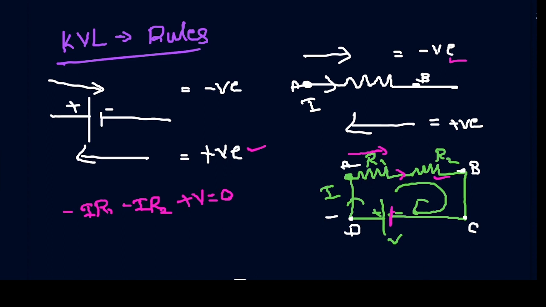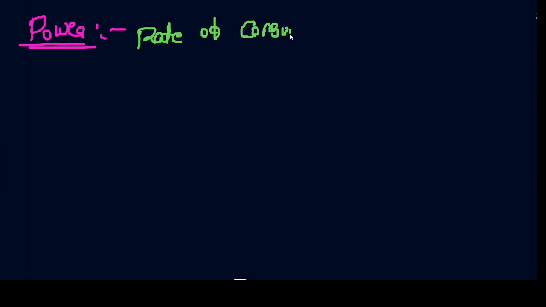And a last small topic is there, that is power. Now, what is power? What do you mean by power? In earlier classes, in ninth class, you might have studied work, energy, and power, right? There, power is nothing but the rate of doing work. Here, power is nothing but the rate of consumption of energy. Consumption of which energy? Electrical energy. Okay, rate of consumption of electrical energy.